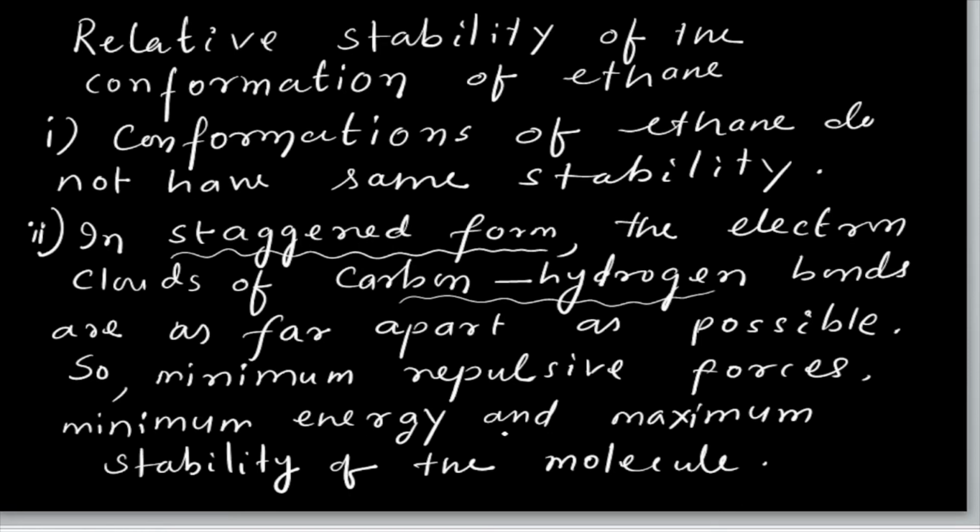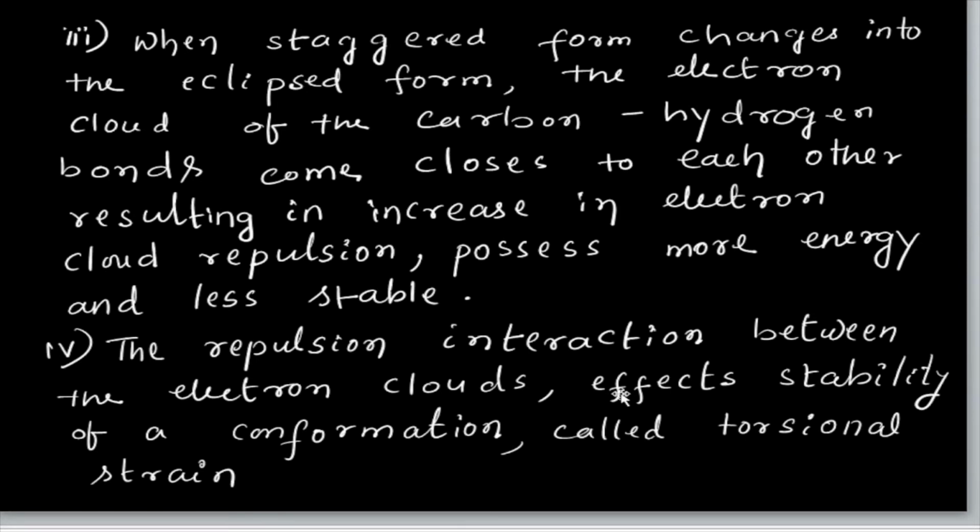If far away, then what happens? There is no repulsive chance, or minimum repulsive force. Since there is a minimum repulsive force, it is called minimum energy and maximum stability of the molecule. That means in staggered form, the stability is more. What is the cause? Because the repulsive force is less or minimum. Why? Because the electron clouds of the carbon-hydrogen bonds, which are sigma bonds, are far away from each other.